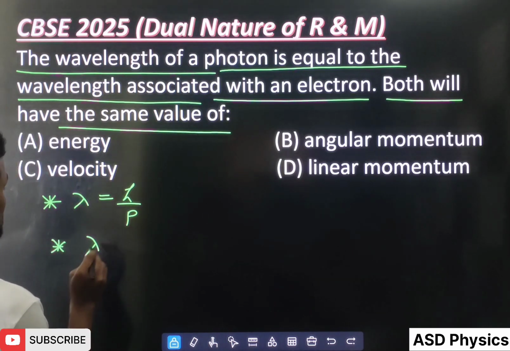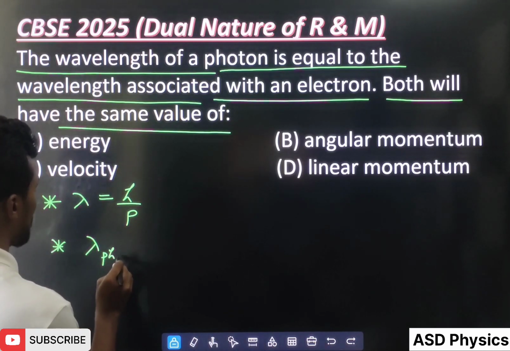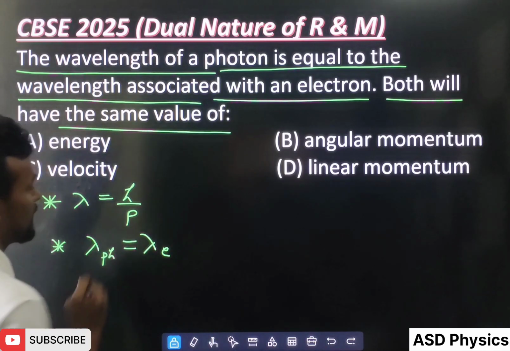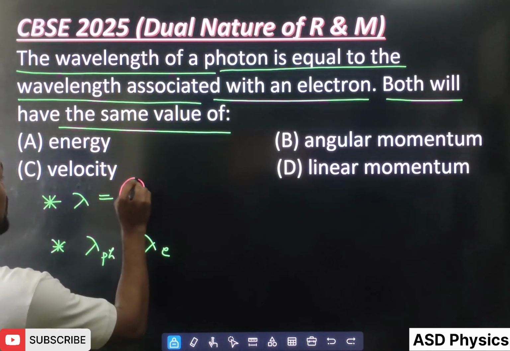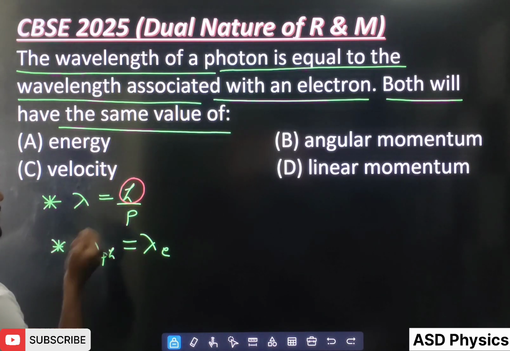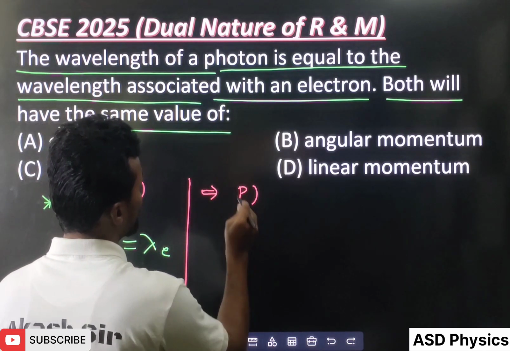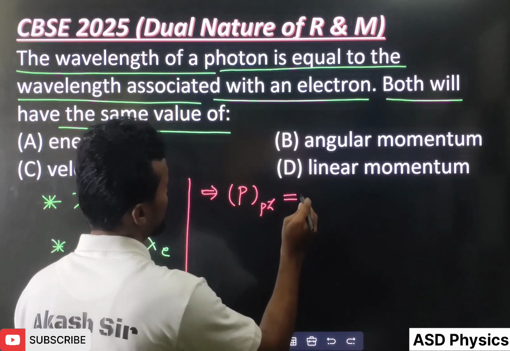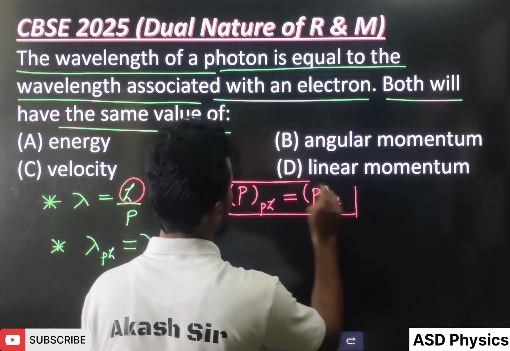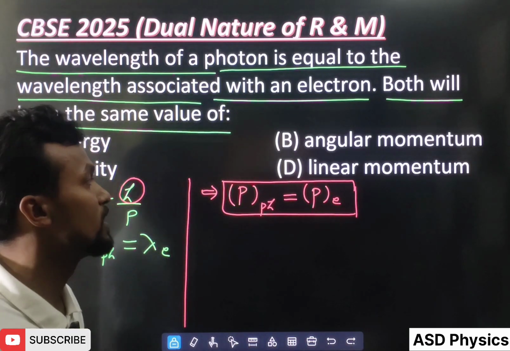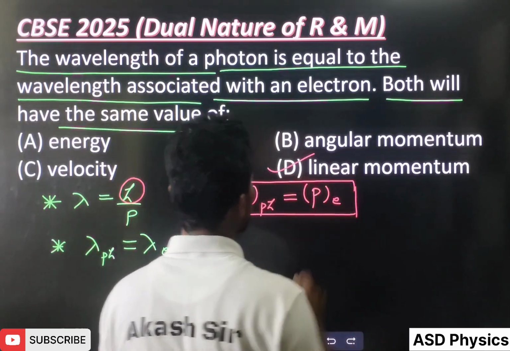What they are telling is that λ of photon is equal to λ of electron. When is it possible? Anyhow h is constant only. So when λ is equal, definitely the momentum of photon will be equal to the momentum of electron. Which momentum? Linear momentum. So the correct option is here, Option D is the answer.